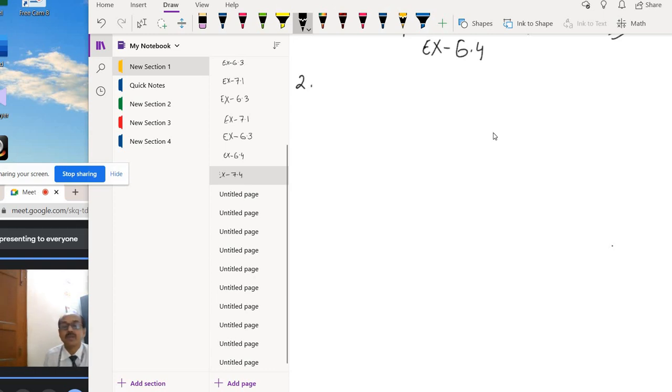Good afternoon. Chapter: Application of Derivatives. Topic: Approximation. Exercise 6.4, question number 2.